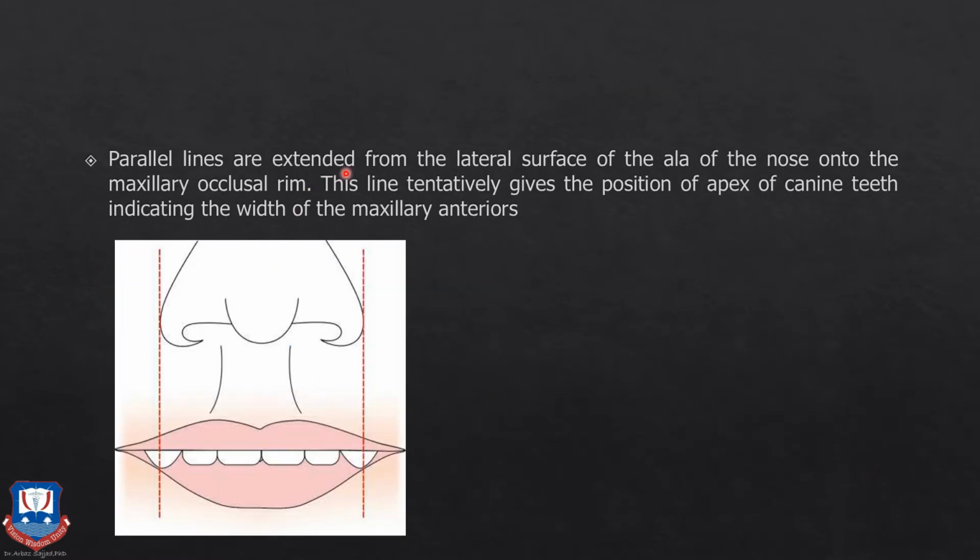Another way of measurement is by measuring the inter-alar distance. Parallel lines are extended from the lateral surface of the ala of the nose onto the maxillary or occlusal rims, and this will give us a measurement of the apex of the canine. So this inter-alar width corresponds to the width between the canine tips on either side.